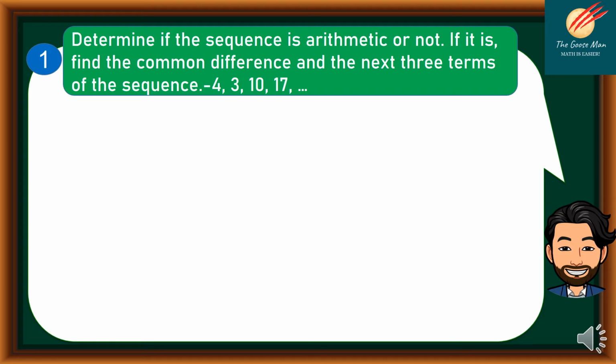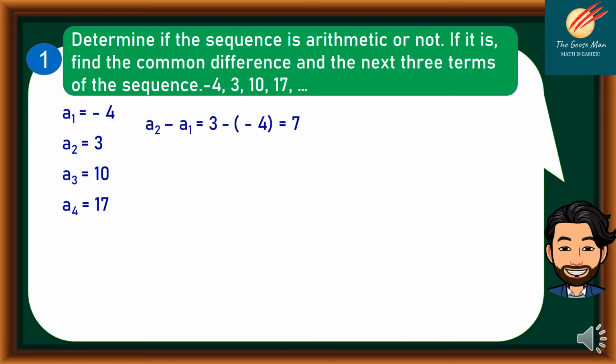To illustrate the arithmetic sequence, let's consider problem number 1. Determine if the sequence is arithmetic or not. If it is, find the common difference and the next three terms of the sequence -4, 3, 10, and 17. Let's recall that a sub 1, or the first term, is equal to -4, the second term is equal to 3, the third term is equal to 10, and the fourth term is equal to 17.